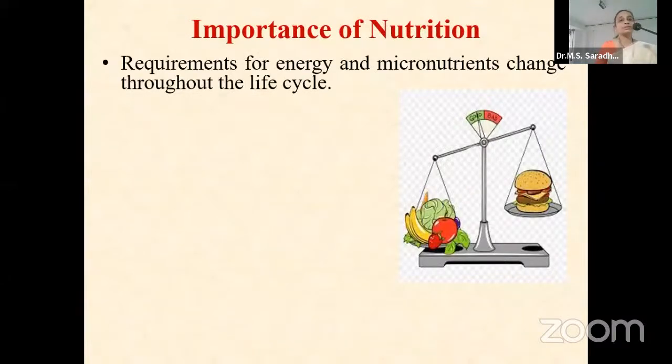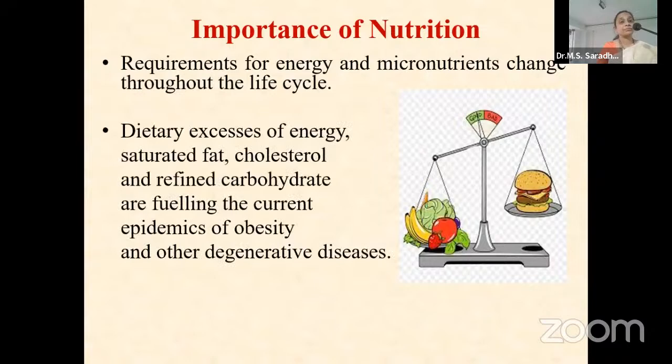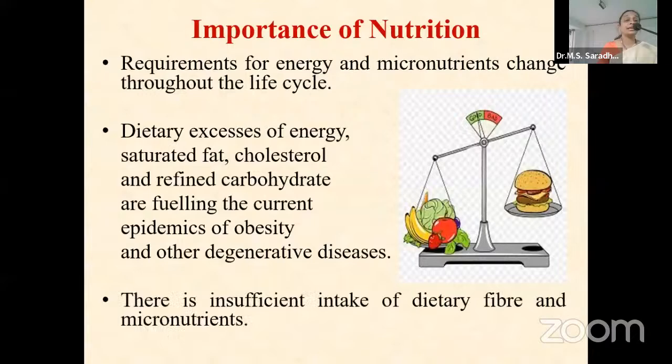Now let's learn about the importance of nutrition. Requirements for energy and micronutrients change throughout the life cycle. Due to the popularity and availability and due to convenience, everybody is having a preference for taking ready-to-eat fast junk foods, where there is increase in energy, saturated fat, cholesterol, and refined carbohydrate food consumption, which can fuel the onset of epidemics like obesity and other associated chronic diseases. Of course, with higher intake of calories, there is insufficient intake of dietary fibers and micronutrients.